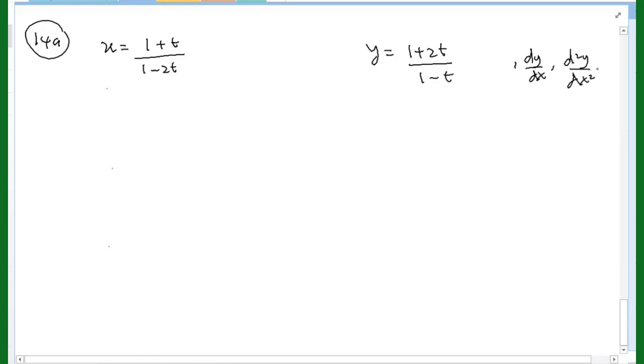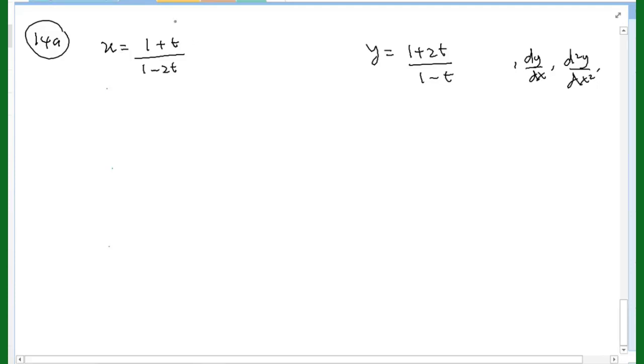14A. x is equal to (1 plus t) over (1 minus 2t). y is equal to (1 plus 2t) over (1 minus t). Find dy/dx and d2y/dx squared. There are two major things, dy/dx and d2y/dx squared. To find dy/dx, we need to differentiate to find dx/dt and dy/dt, differentiating x with respect to t and y with respect to t.